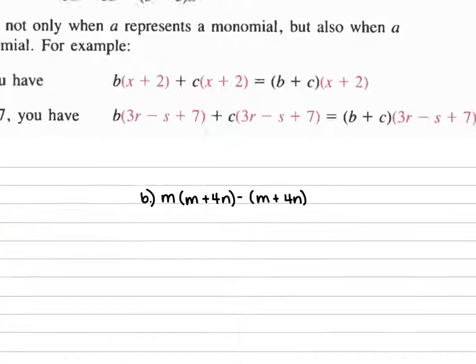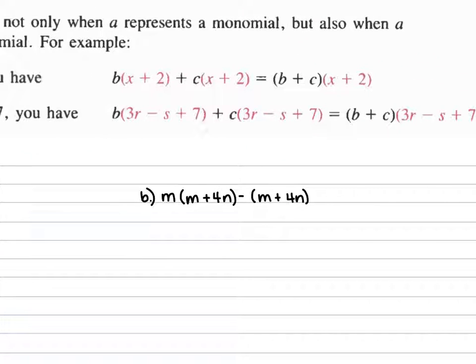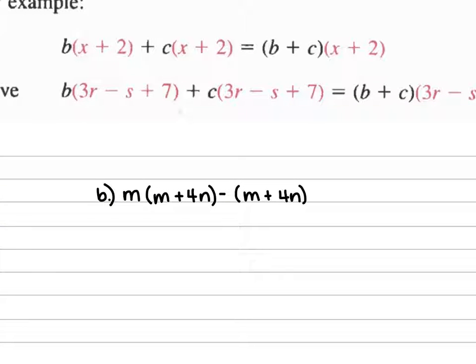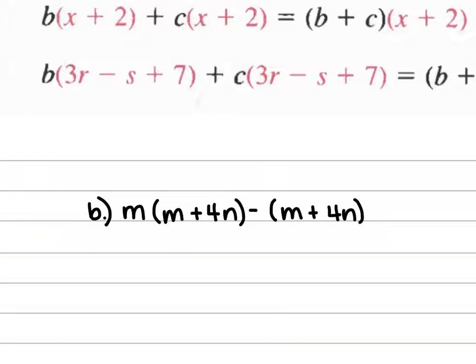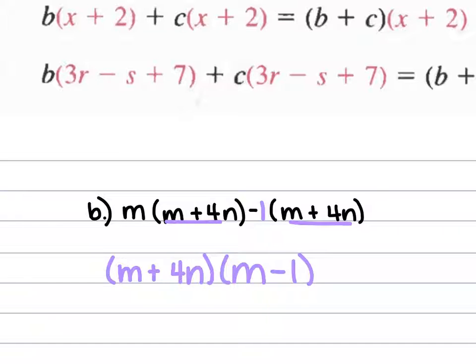If they were not factored for us, then we would have to factor out the greatest common factor to get where we're starting off here. So if we look at example B, we have m times m plus 4n minus m plus 4n. So this minus out front of the m plus 4n in this second set of parentheses is like saying minus 1 times m plus 4n. So we realize that these 2 sets of parentheses are the same. We can rewrite one of them, so m plus 4n. And then we're going to make another set with the m and the negative 1, so it's going to be m minus 1.